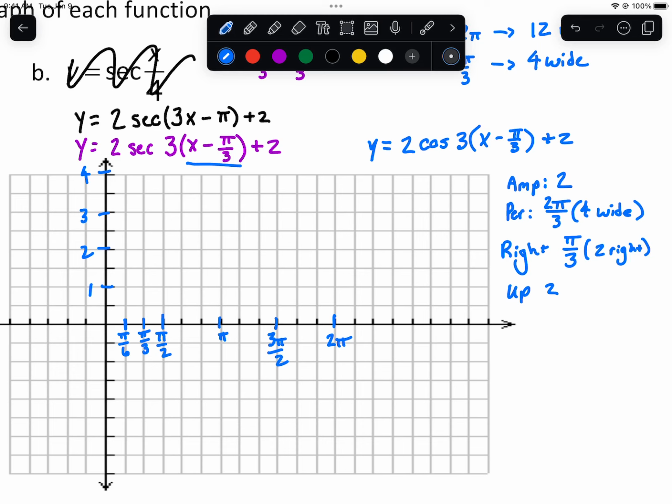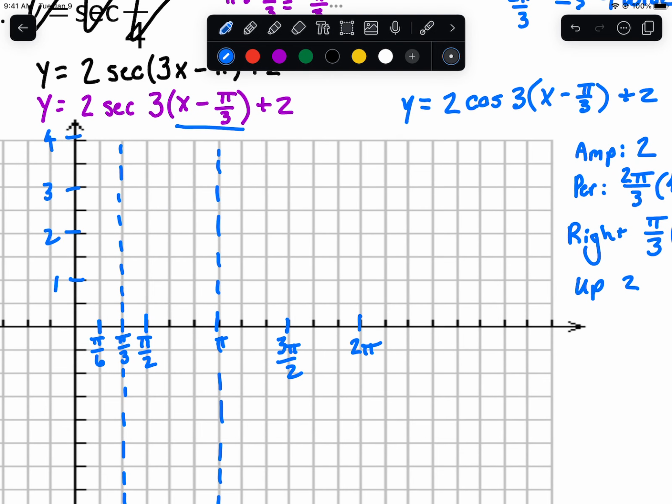So the left side of our box, the starting point is at pi over 2. Or sorry, pi over 3. So I'm going to do the left side of the box there. The right side of the box is going to be, well, it should be 4 wide total. So I'm going to go 1, 2, 3, 4. That'll be the right side of your box there.